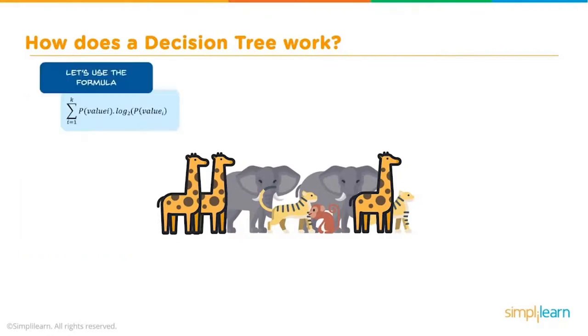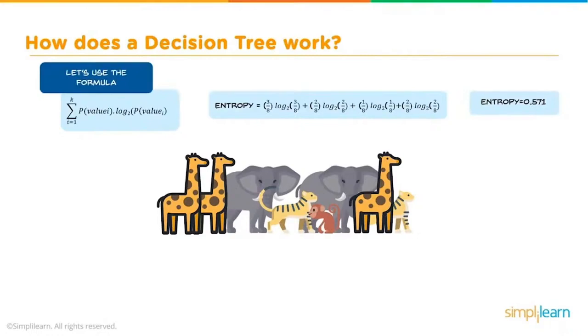And if we plug that into the formula, we get an entropy that equals 3 over 8. So we have 3 giraffes, a total of 8, times the log. Usually they use base 2 on the log. So log base 2 of 3 over 8, plus, in this case let's say it's the elephants, 2 over 8, 2 elephants over a total of 8 times log base 2 of 2 over 8, plus 1 monkey over a total of 8, log base 2 of 1 over 8, and plus 2 over 8 of the tigers, log base 2 of 2 over 8. And if we plug that into our computer or calculator, I obviously can't do logs in my head, we get an entropy equal to 0.571.